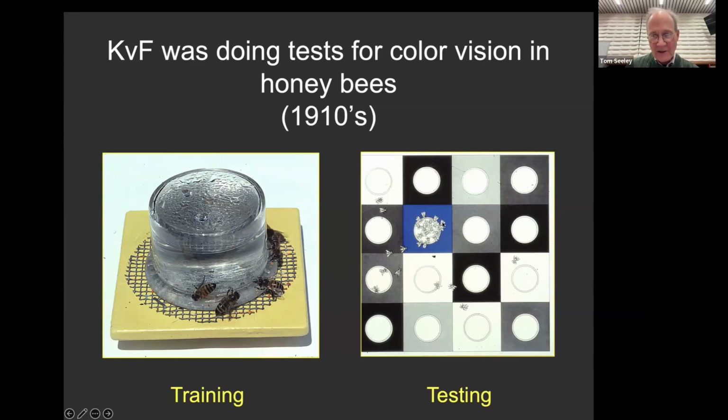And if the bees did not have color vision, then they would confuse the blue square with one of the other squares. But if they do have color vision, the bees will crowd on the blue square. And as you can see from this drawing, the bees crowded on the blue square. So that was very good evidence that the bees have color vision. So that's what he was doing back in the 1910s. He wasn't studying the bees' communication. He was studying their sensory abilities, color vision especially.